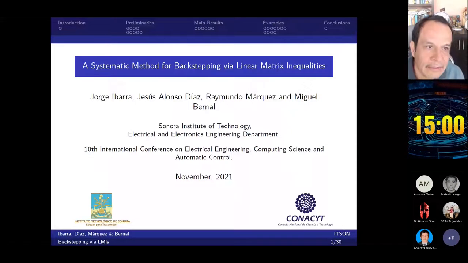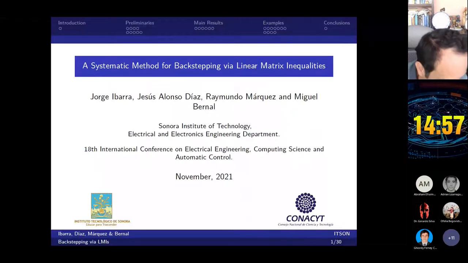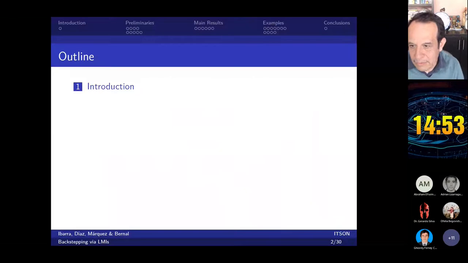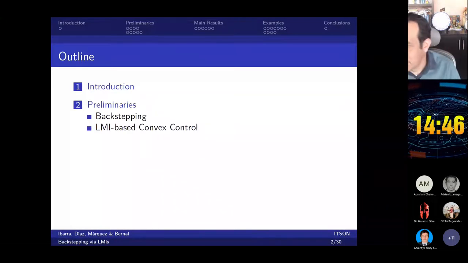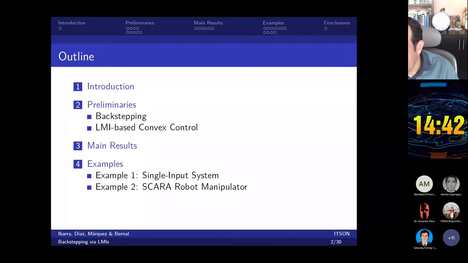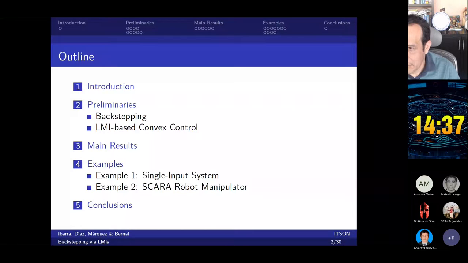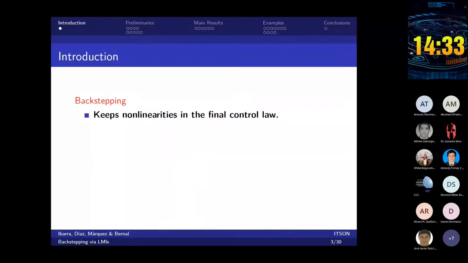Good afternoon. My name is Jorge Ibarra, and I'll present a systematic method for backstepping via linear matrix inequalities. The content of the presentation is the following: the introduction, some preliminaries about backstepping and convex control, the main results of the paper, two examples, and the conclusions.